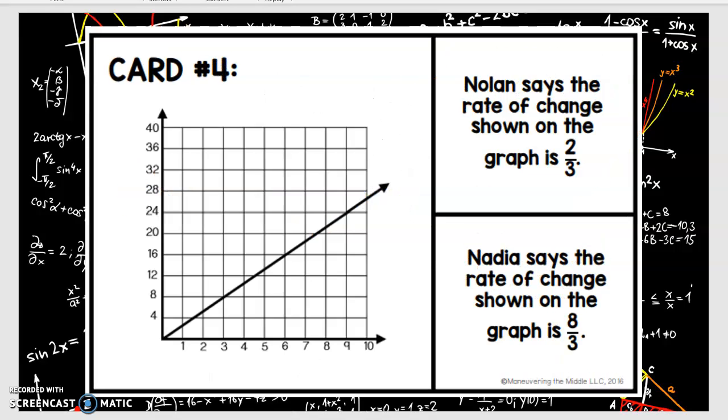Okay. All right, card number 4. This one is tricky as well. Pay attention, because they seem like they're both correct, but pay attention. So go ahead and pause. All right, you should have paused and pushed play, so you should have an answer written down.